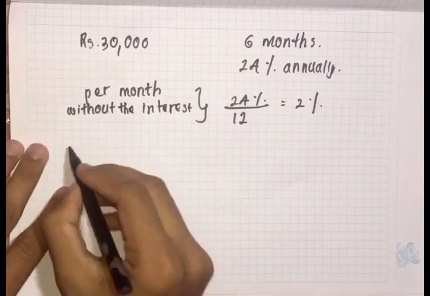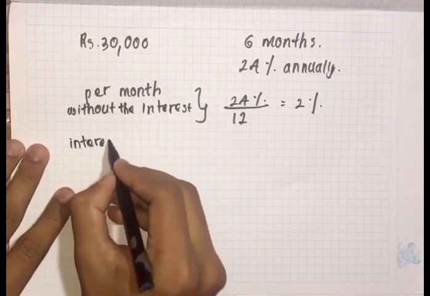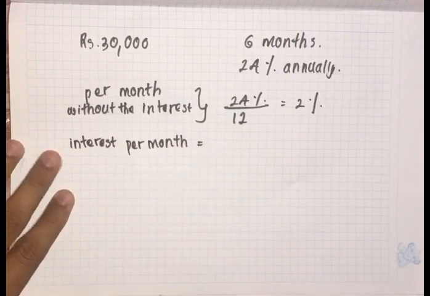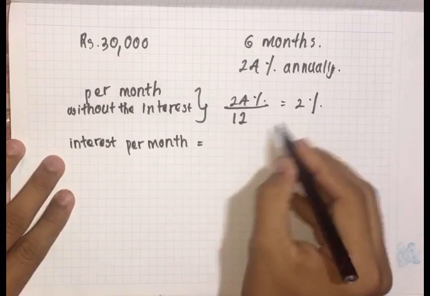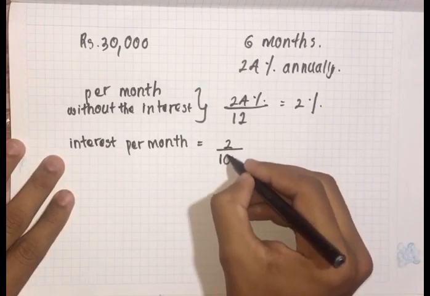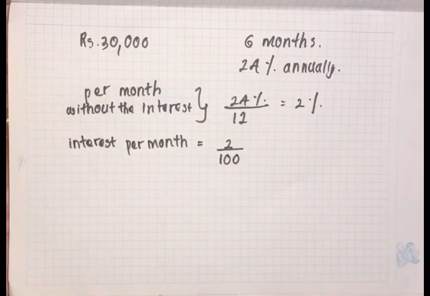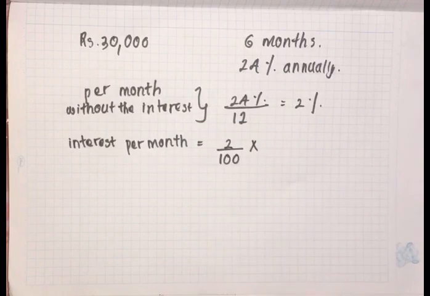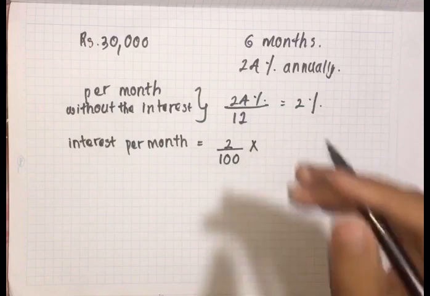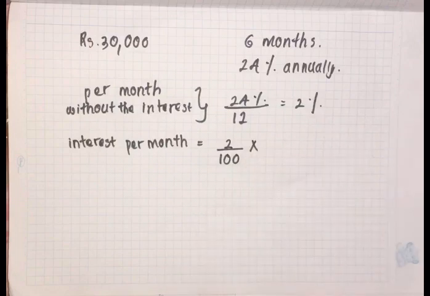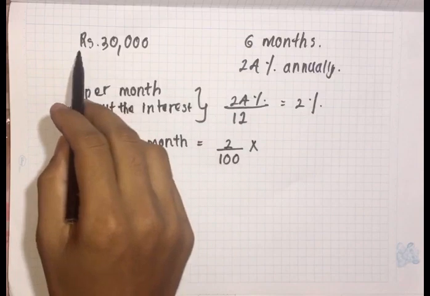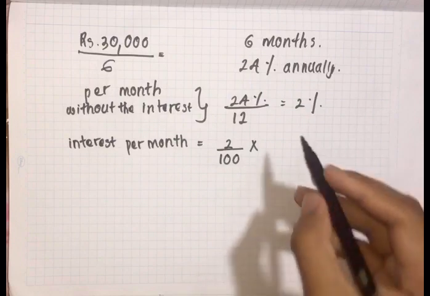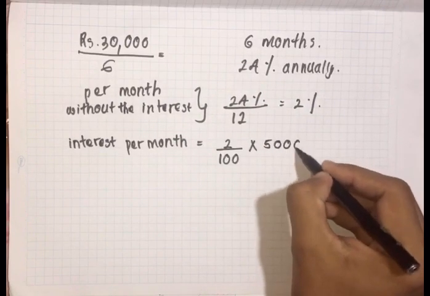Interest per month. Observe. For 1 month, how much is the interest? That is, monthly you have 2%. That means 2 is for 100, no? 2% means 2 is for 100. Then how much for our monthly installment? How much should you pay monthly? It is 5,000, right? Monthly. Because 30,000 you have to divide by 6. That will give you 5,000. Then for a month you have 5,000.